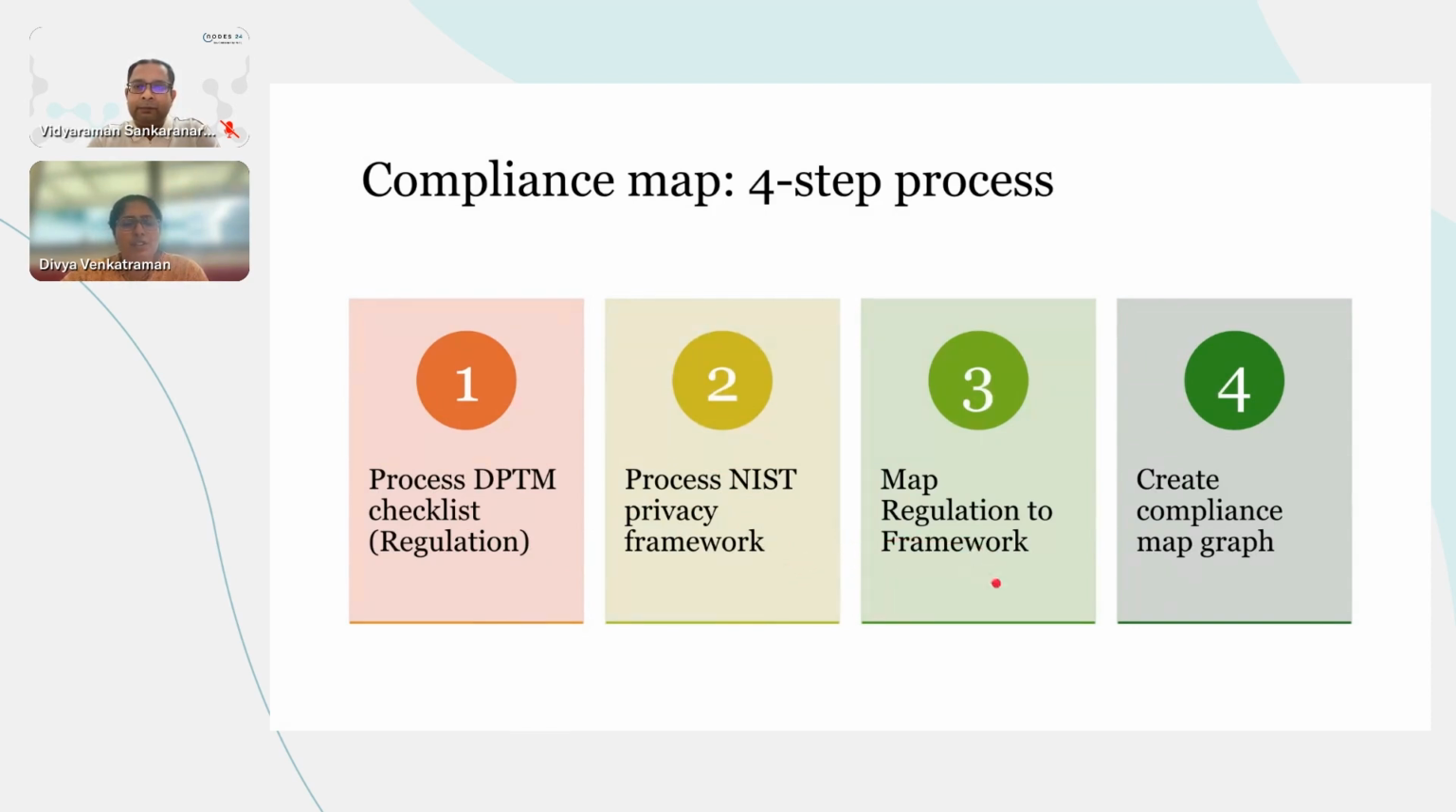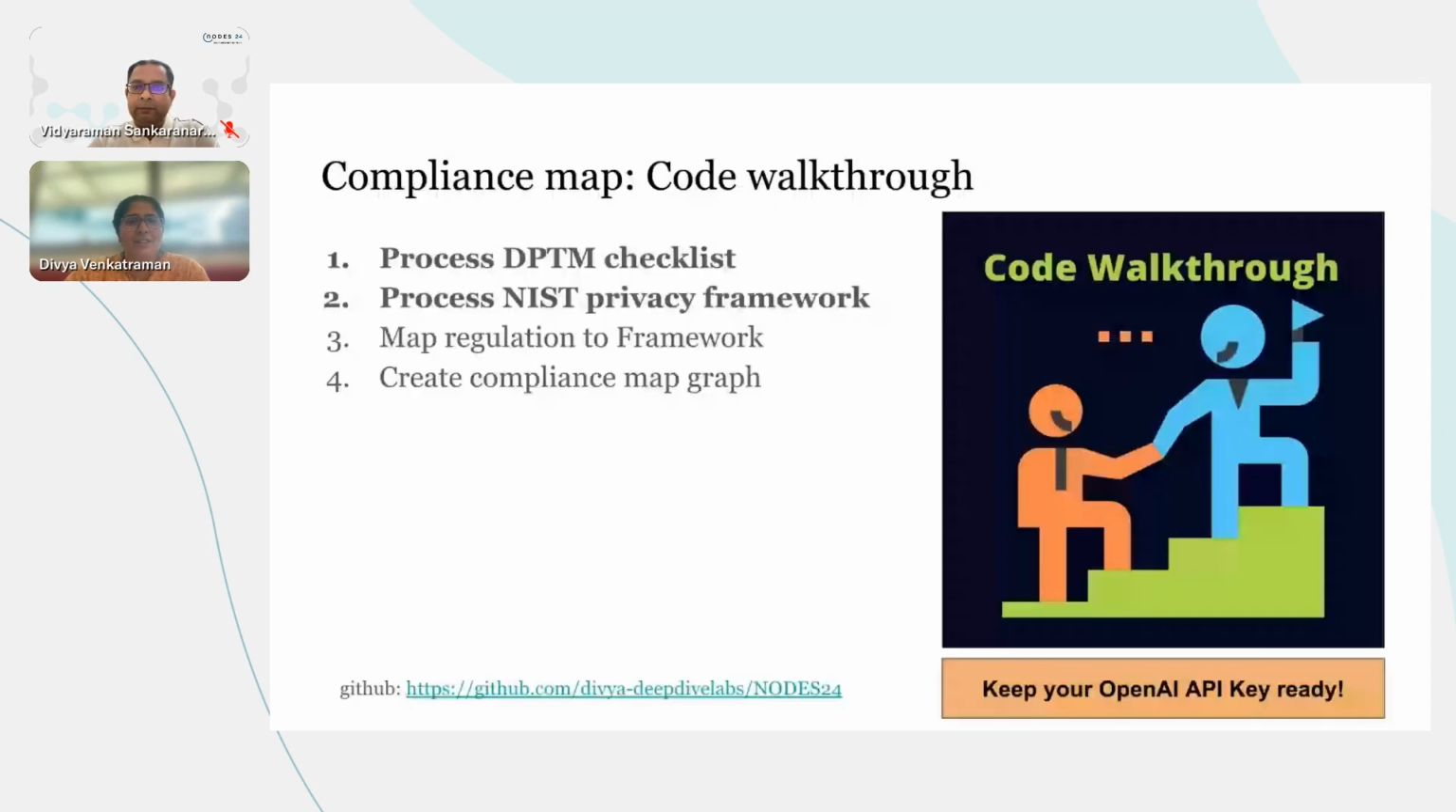Then, of course, we need to look at similarity between both of them, right? So that is where there is a core component of the large language models coming into play so that we can see similarity. And then I will talk about how we create the compliance map itself on Neo4j. That's what you're all here for. So I'm going to show some of these components on the code level and some of them on the Neo4j database itself. So let me switch to talking about the DPTM checklist and the NIST privacy framework at the code level.